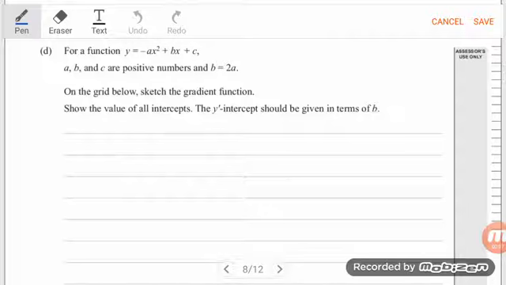Okay, for a function y equals negative ax squared plus bx plus c, a, b and c are positive numbers and b equals a. Okay, so we've got two equations here.